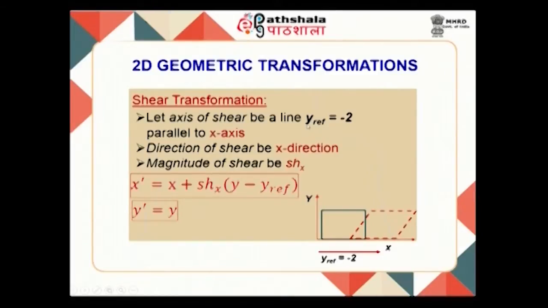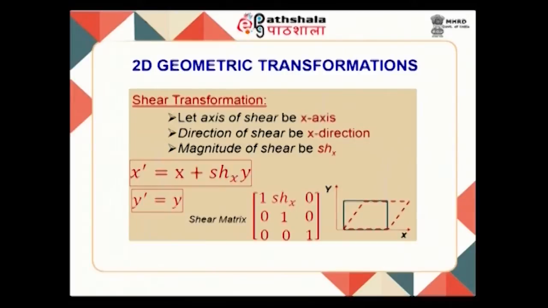say y reference, we call this the reference line. The equation for the x axis is y equal to 0. So, take any other reference line, say y ref is equal to -2, as our reference line. Now, take the same square, apply shear. Now, what will be the effect?